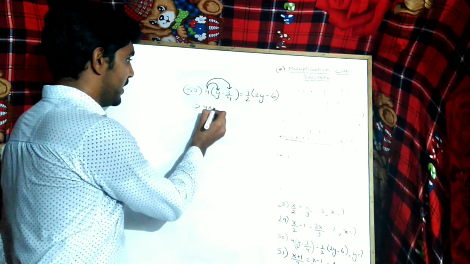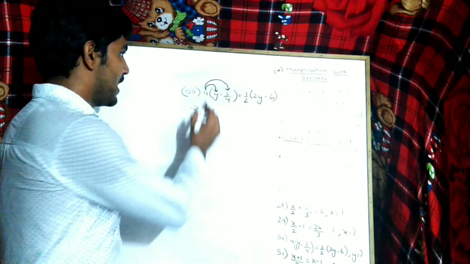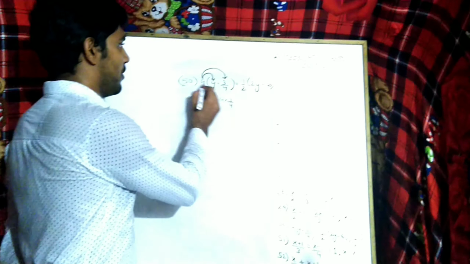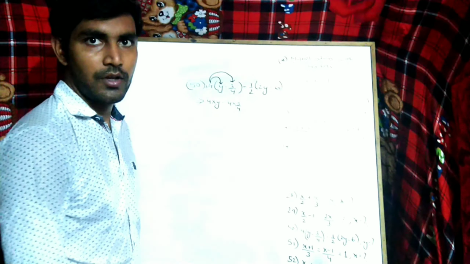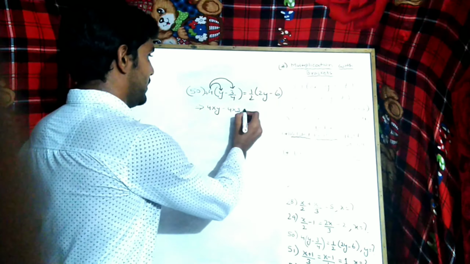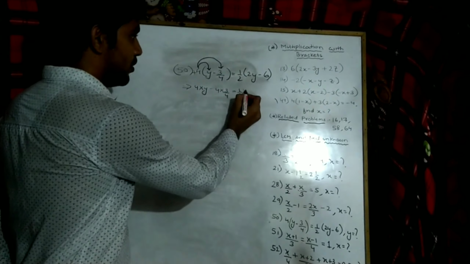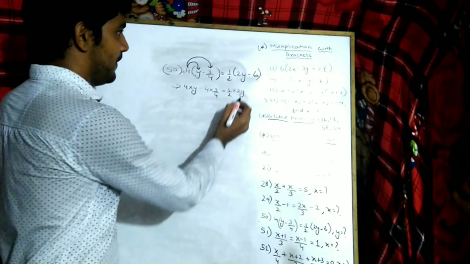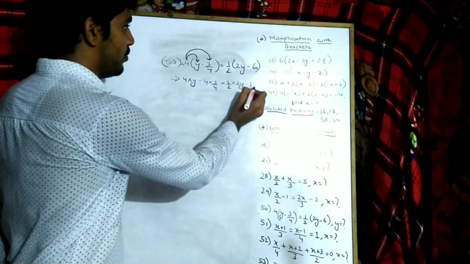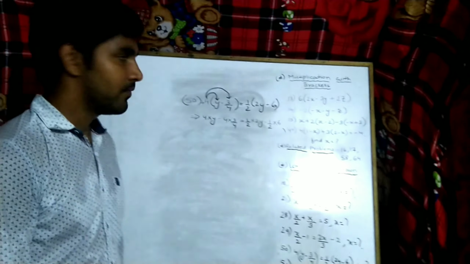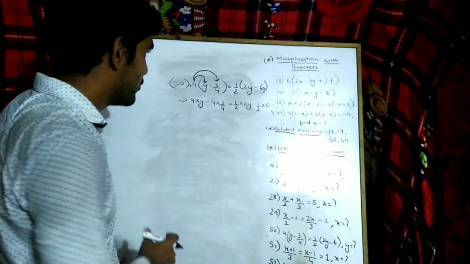4 into y. Now 4 into 3 by 4. Now plus minus will be minus here. So 1 by 2 into 2y minus 1 by 2 into 6. Clear? Clear everyone? Oh sorry.